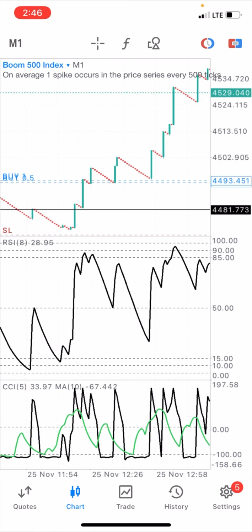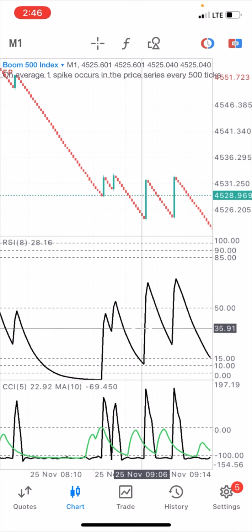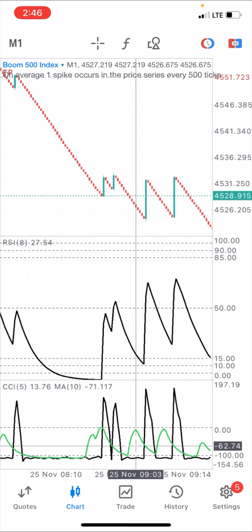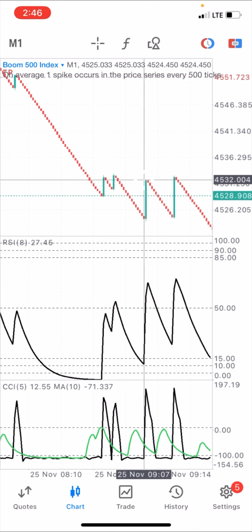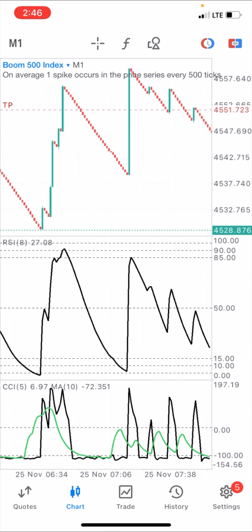If I backtest, you see that this happens nearly every time. See, it happens again here. You can see that the black line had crossed below that level, and also the green line here was at the level that I said it would be before we expect a spike, and it spiked right at that moment.